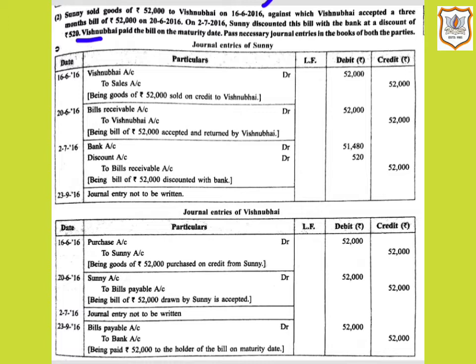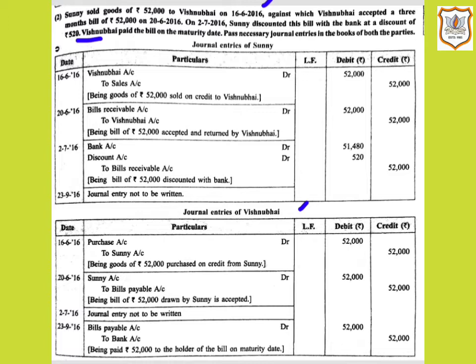So here, as you can see, the drawer is Sunny. So for him, this instrument will be bills receivable, and Vishnu Bhai is the drawee or acceptor of the bill. So this instrument will be called bills payable for him. So now let us pass.